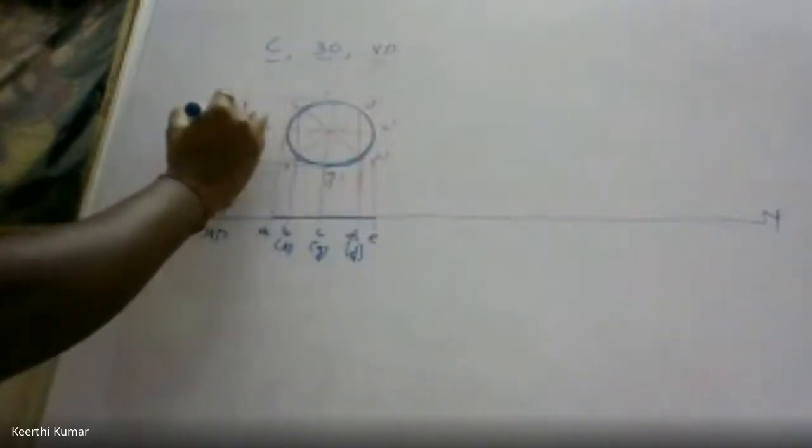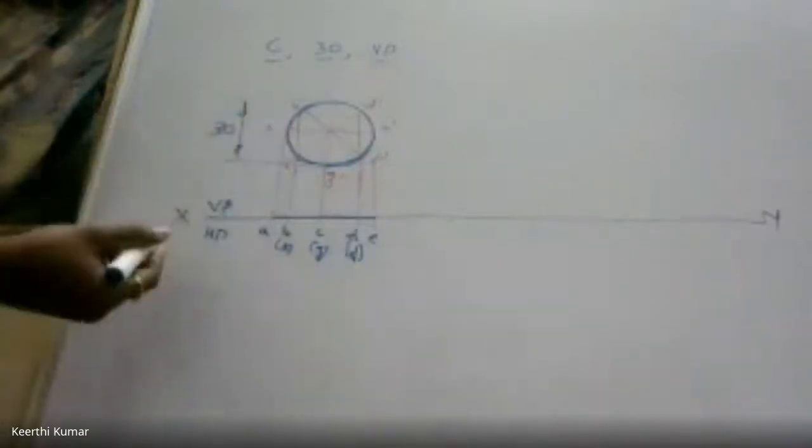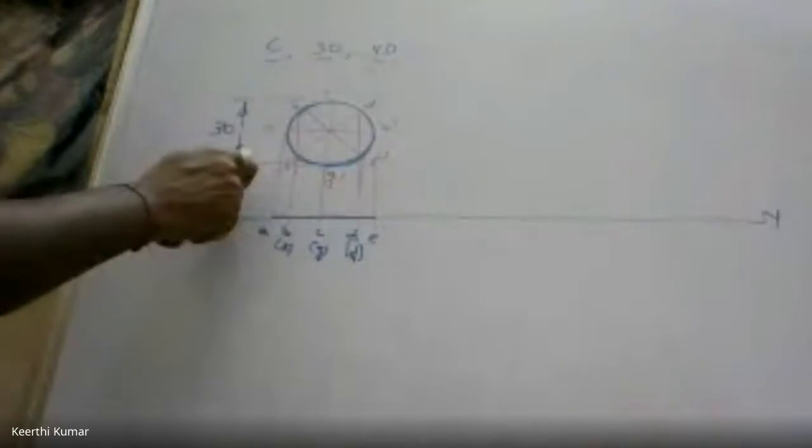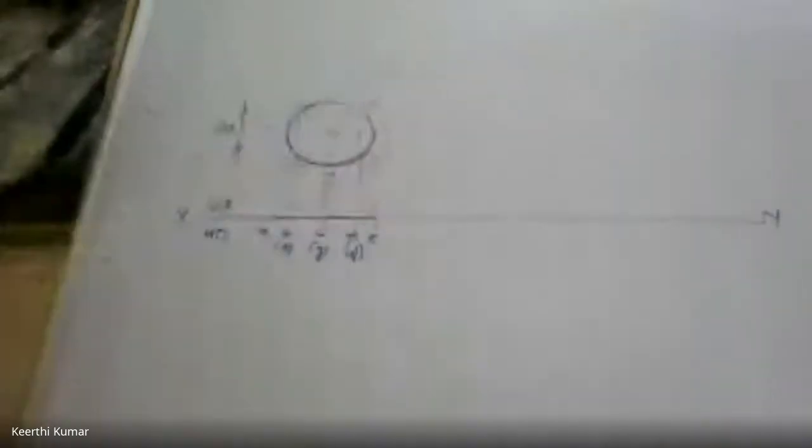What is the given value here? 30. You show 30. If it is 50, you show 50. Then the lamina is resting on VP. This is finished. Now it is resting on VP.